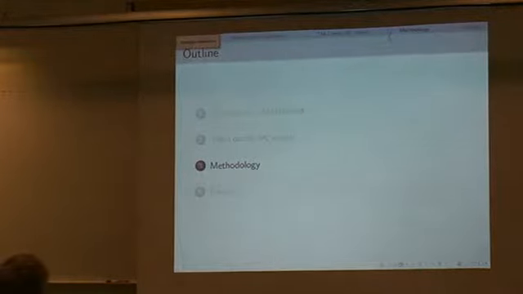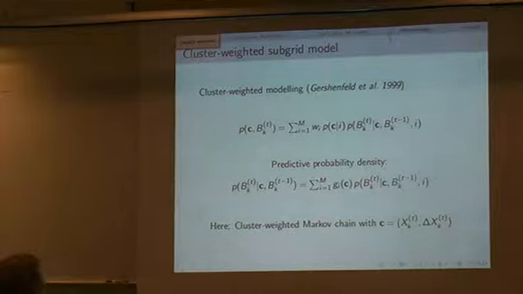Now the methodology. I'm employing a so-called cluster-weighted subgrid model. This means the subgrid model is conditional on the state of the large-scale variable. We combine a clustering algorithm in the X space with a closure model. Then conditional on the cluster we are in, in X space, we use a different closure model. A collection of local closure models, and then we interpolate between them.